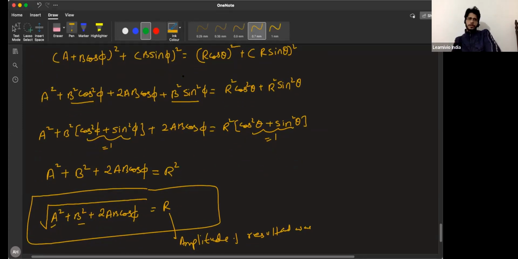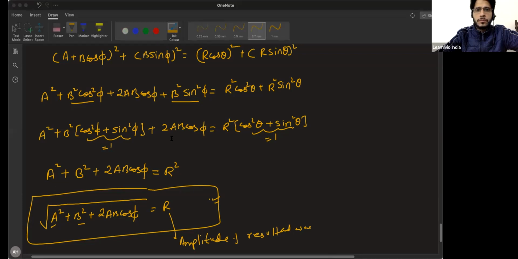So this is the relation on which you can get numericals. You'll get numericals on this relation, amplitude of resultant. Yes, written. Yes, sir. Okay.